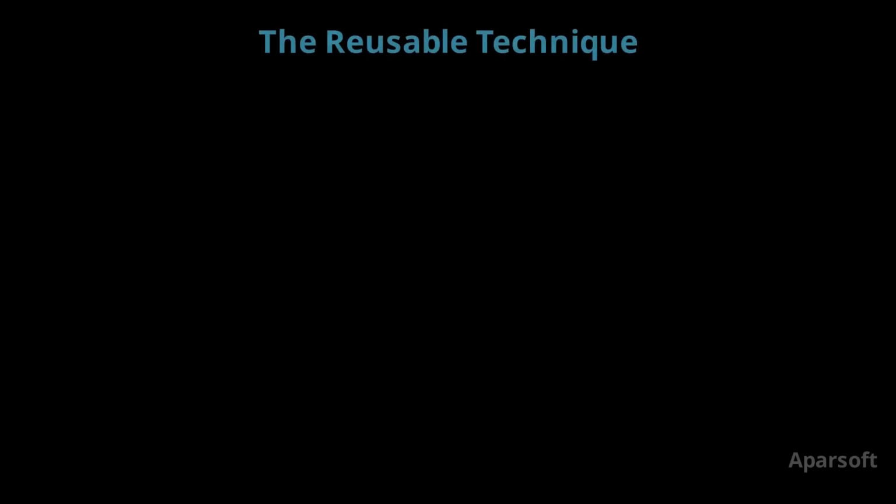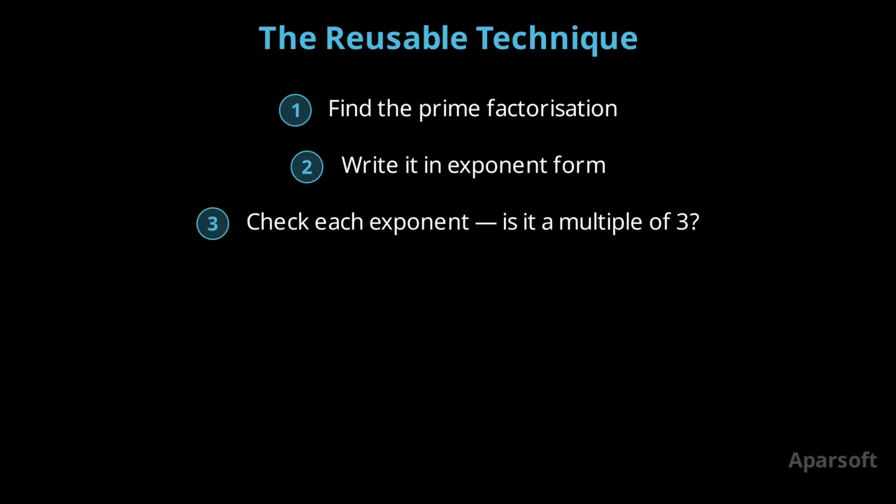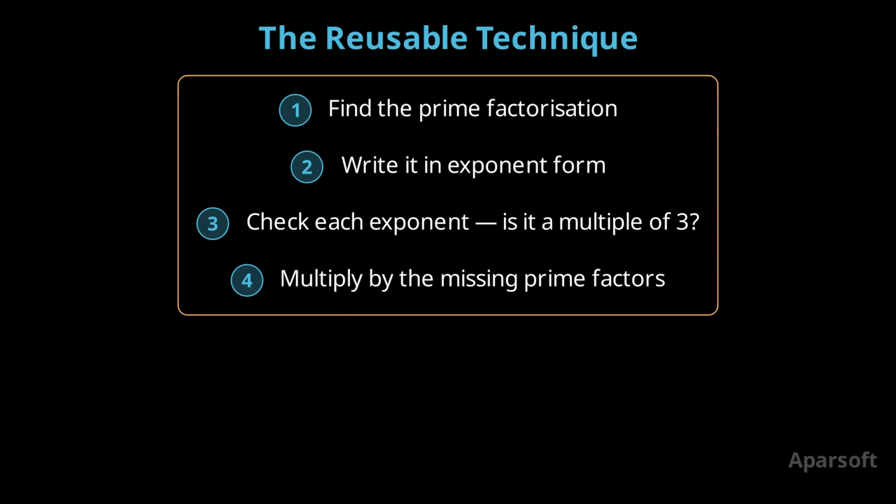Here is the reusable technique. Step 1. Find the prime factorization. Step 2. Write it in exponent form. Step 3. Check each exponent. Is it a multiple of 3? Step 4. Multiply by whatever prime factors are needed to make every exponent a multiple of 3. Master this method and you can turn any number into a perfect cube.